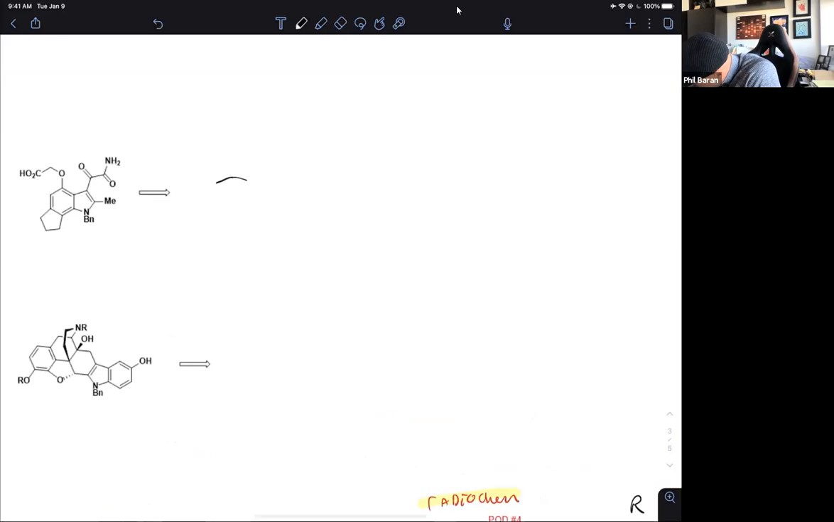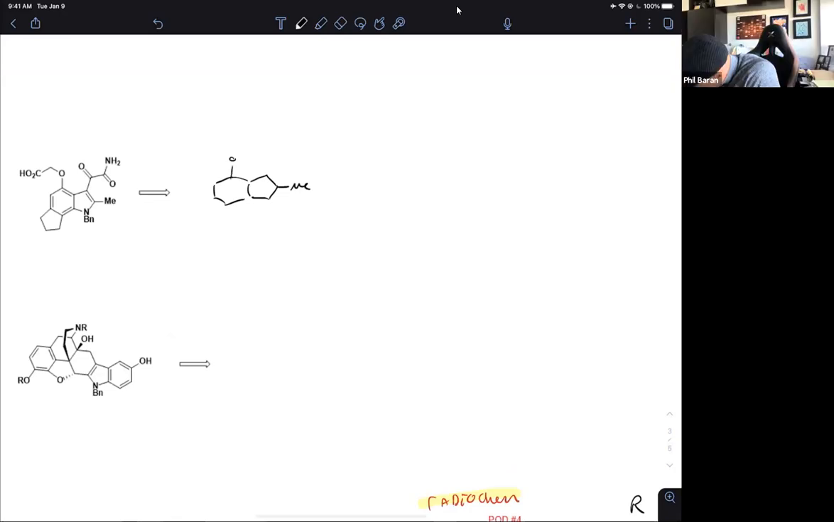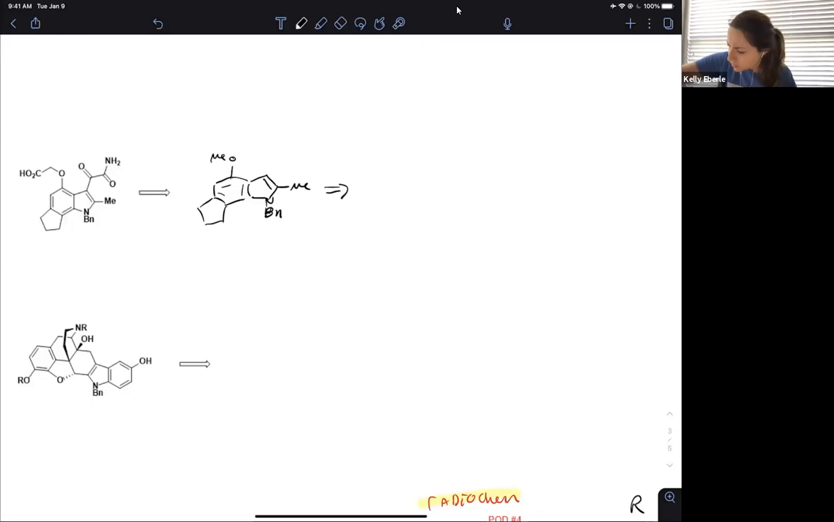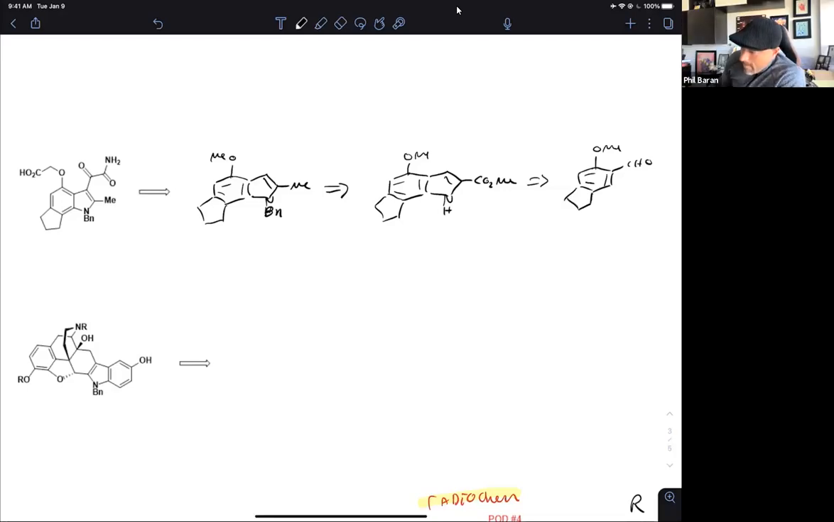Great, let's get rid of that. And then also maybe the alkyl chain on the four position. Okay, let's get rid of that too. Just put a methoxy to make things easier. And what next? Can you use Hemetsberger here? Awesome. That should be fine.